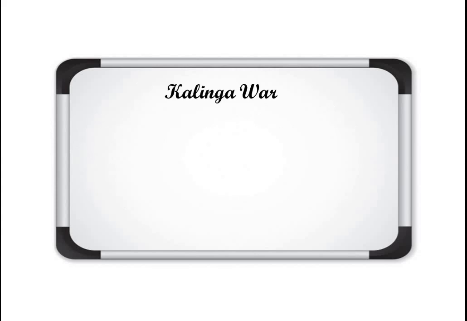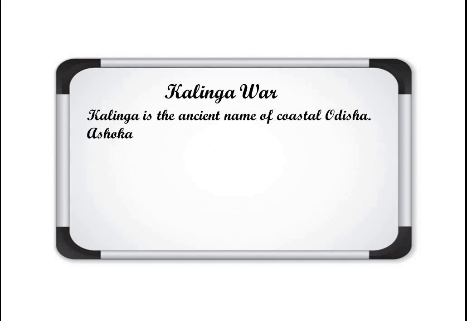Next topic is Kalinga war, the very important part of this chapter. Kalinga war, where is it? Kalinga is the ancient name of coastal Orissa, means the present day Orissa, one of the states in India. That was the ancient name of that part, Kalinga. And there the war was fought by Ashoka, and he won that war even. Then let's see what happened after that.